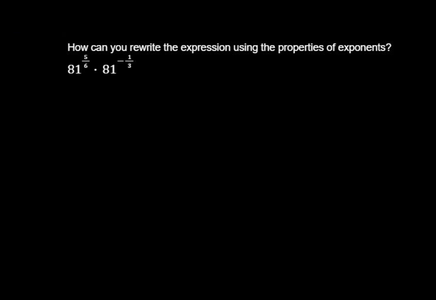Okay, in this example, I'm asked to rewrite the expression using exponent properties. Now, I could do some other things first here, like rewriting 81 as a number to a power, but I think I'm just going to stick with exponent properties to start with and take that as far as I can go. Since these two numbers have the same base, we can add their exponents due to the product of powers property. So we'll have 81 to the power of 5 over 6 plus negative 1/3.